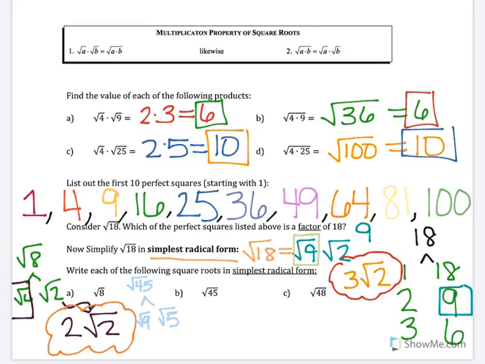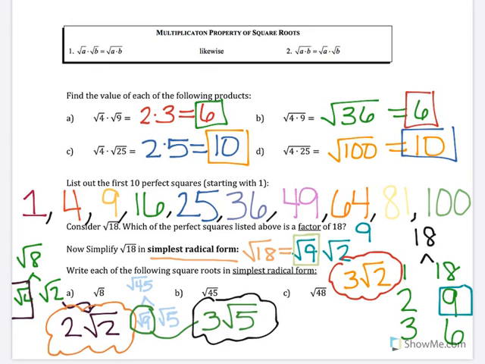Hopefully you figured out that 9 would be the perfect square that goes into 45, and the square root of 9 is going to be 3. And then we just bring down the radical 5 because we can't simplify radical 5 any further. There's no perfect square aside from 1, which won't do anything, that will go into 5. So 3 radical 5 is our final answer.